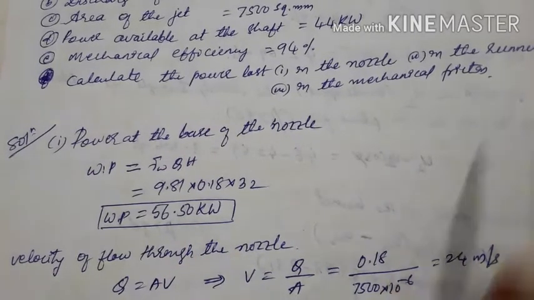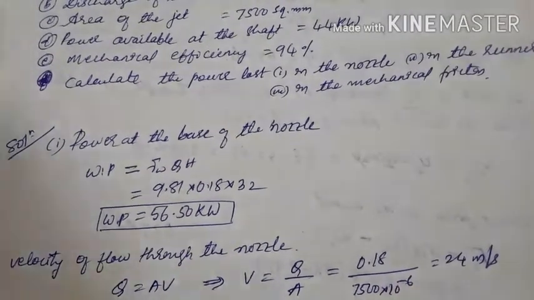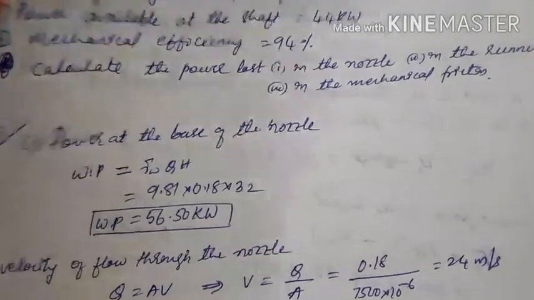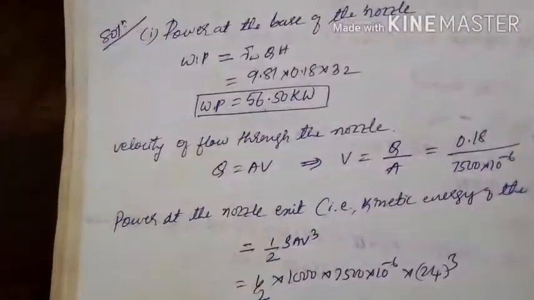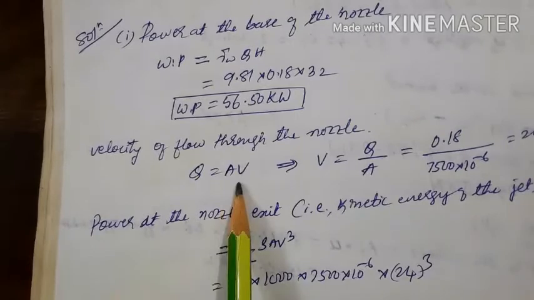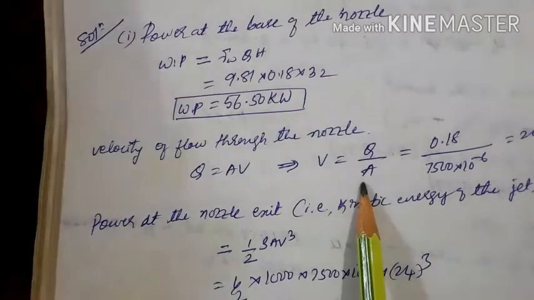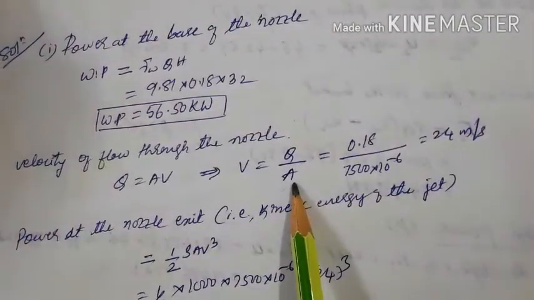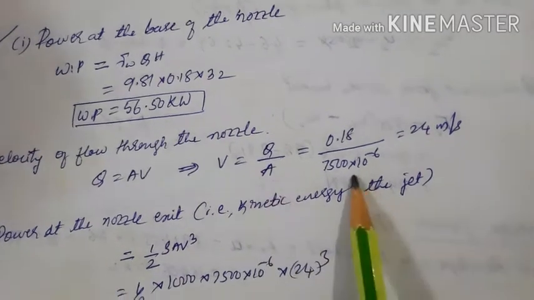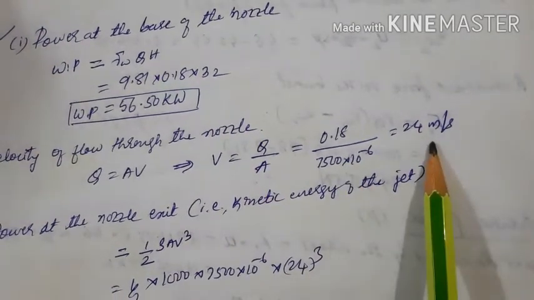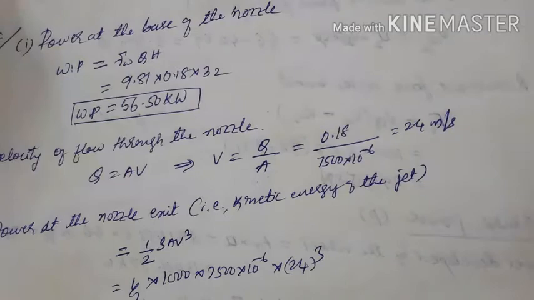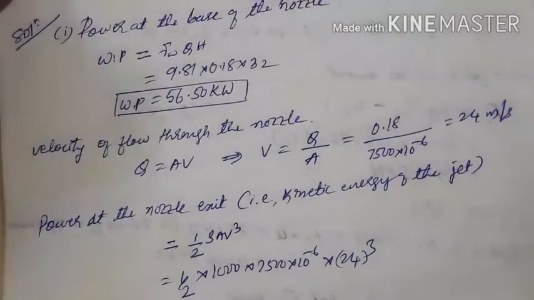Then let us calculate next the velocity of the flow through the nozzle. As we know, Q equal to A into V, then V equal to Q by A. Then the area of the jet is given, substitute here, then we get 24 meter per second. Then power at the nozzle exit.